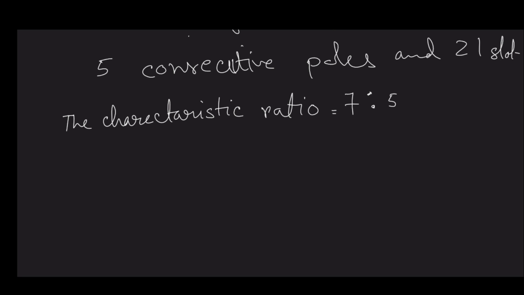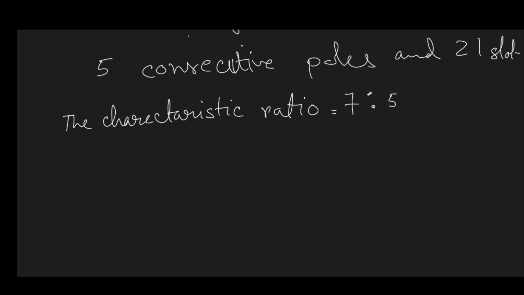Because an individual phase will get 7 slots for production of 5 poles. Why are we dividing it in half? Because once we realize it for 5 poles, then we'll keep on repeating it and we'll get the total for 42 slots.